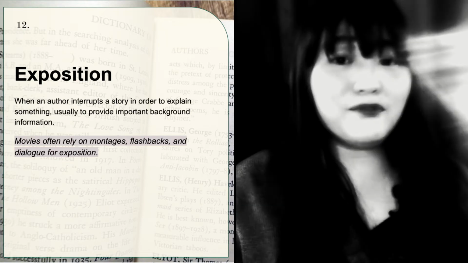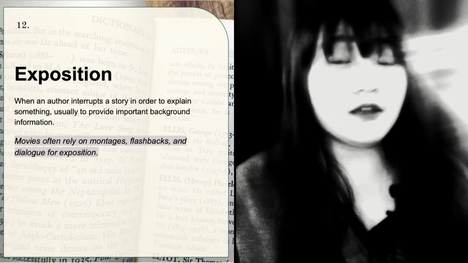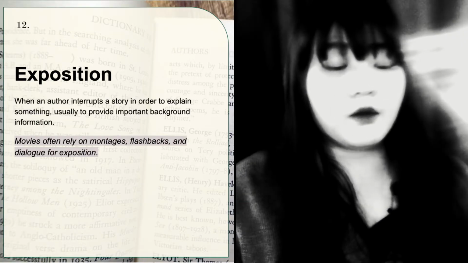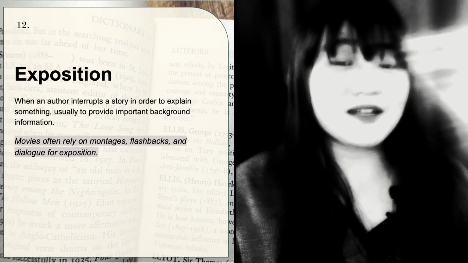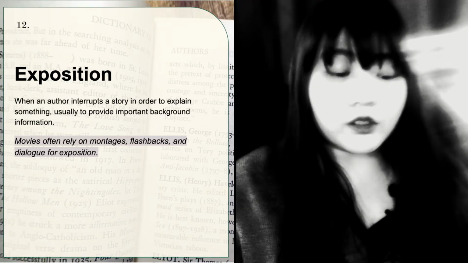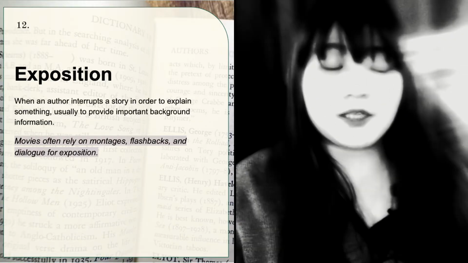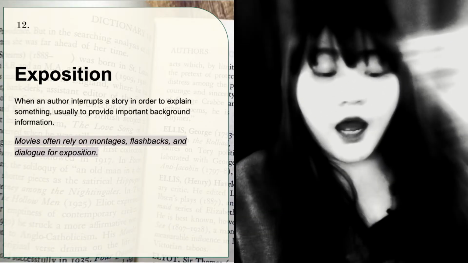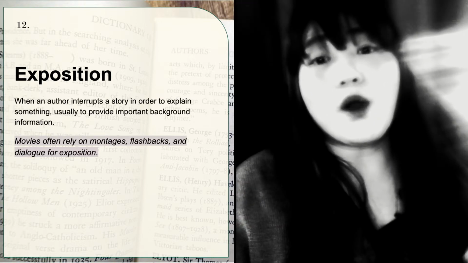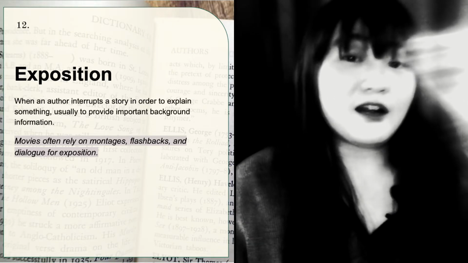Literary device number 12, we have exposition. Exposition is more like a literary element, but again, as we saw, literary device encompasses the whole spectrum of these categories, so we can refer to exposition safely as a literary device. Exposition is effectively when an author interrupts a story in order to explain something, usually to provide important background information. So for example, movies often rely on montages, flashbacks, and dialogue for exposition to inform the viewer what went on in the scene prior, or what went on in the protagonist's life before we got a chance to meet him in the film.